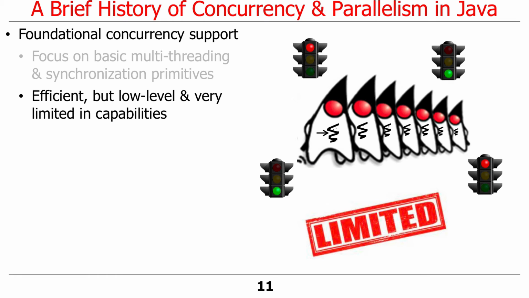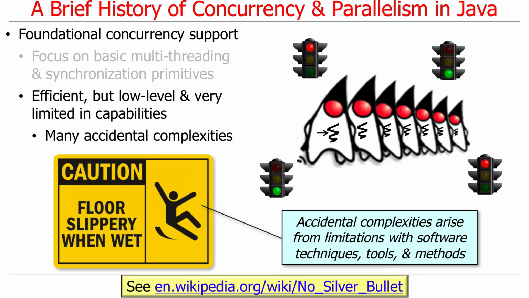So the good news was it was very efficient in the sense that implementing this code doesn't take a lot. It's built into the virtual machine and the operating system and the underlying hardware. These mutual exclusion mechanisms typically use hardware primitives and so on. But it's also low level and limited in its capabilities. So it's got accidental complexities. What that means is if you get confused and you do things the wrong way, your program will stop working, and it's tedious and error prone to figure that out, right?